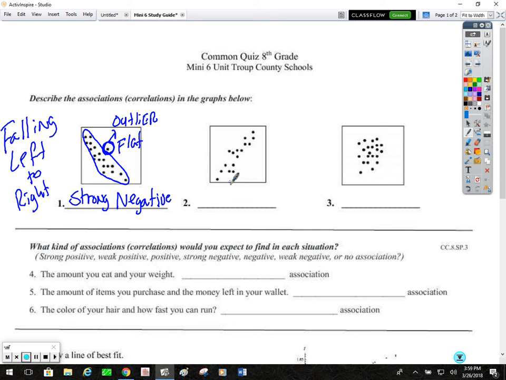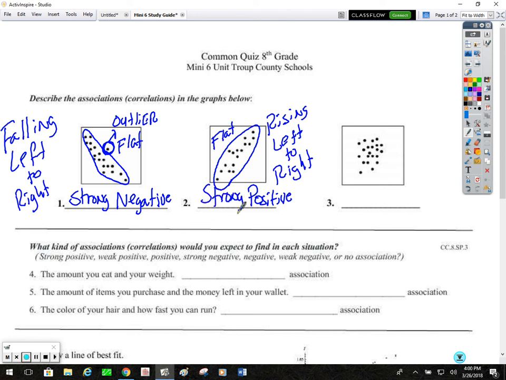Okay, all right. For this next one, we are going to do the same thing. But if you'll notice, nothing is really out of the ordinary here. Everything's tightly packed. I'm still going to say this one, even though it looks kind of big, is a flat oval. And since it's rising from left to right, remember we read graphs from the left to the right, where my data starts low and ends up high, then this one is going to be a positive correlation or a positive association. And since we said it was flat, we're going to say this one is strong.